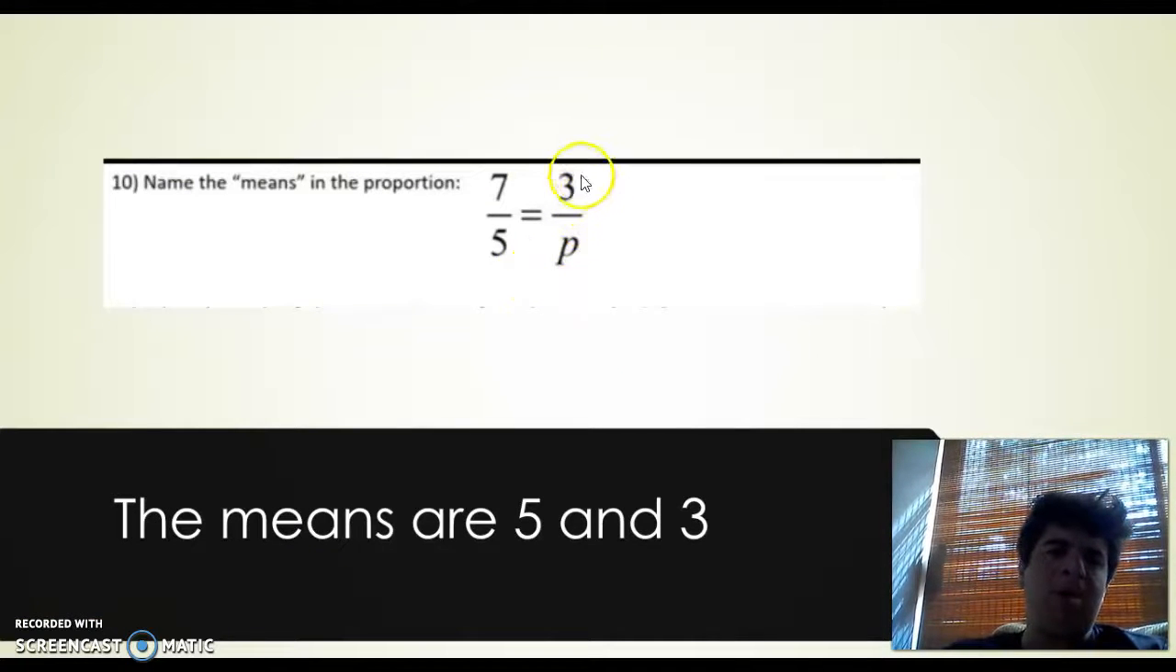Find the means of the proportion. 3 and 5 are the means of an proportion, with the extremes.